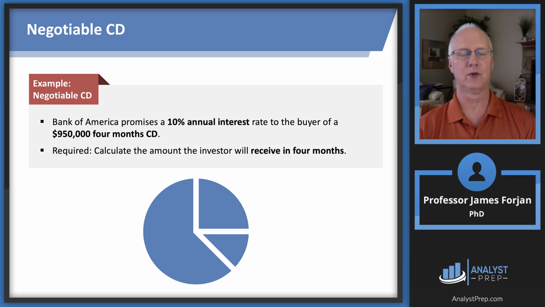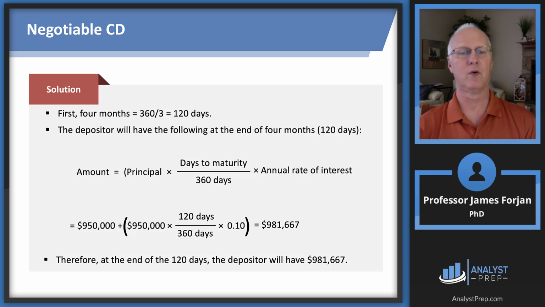So let's look at an example here. 10% annual interest rate. So that's the stated rate. $950,000, 4 months. Calculate the amount the investor will receive in 4 months. So there's the good old equation.